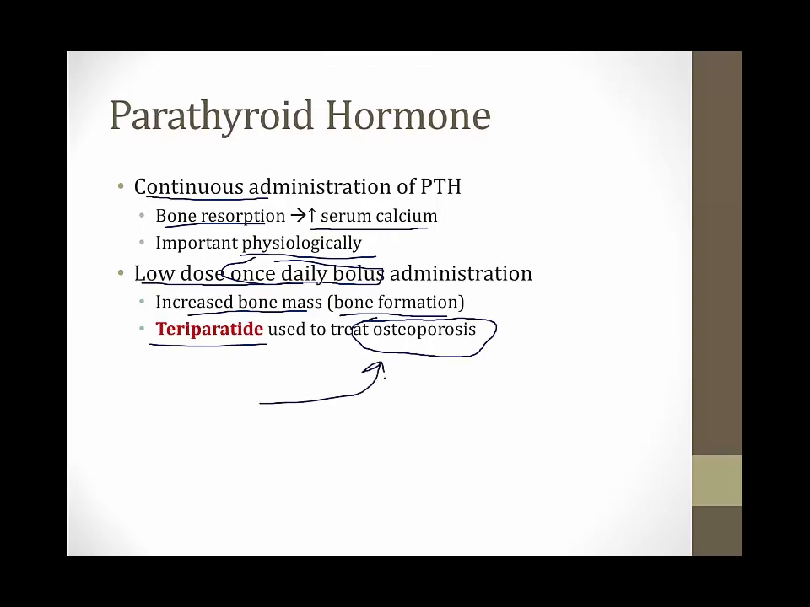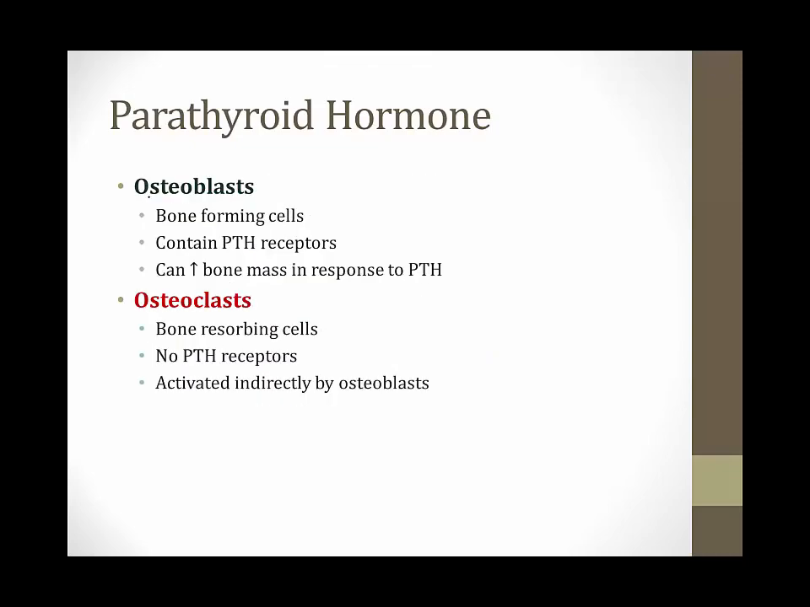To understand how parathyroid hormone works on bones, we need to review the types of cells found in bones. The first cell type are the osteoblasts. These are bone-forming cells, and they contain parathyroid hormone receptors, and they can increase bone mass in response to stimulation from parathyroid hormone. The other important cell type found in bones are the osteoclasts. These are bone-resorbing cells. They have no parathyroid hormone receptors, and they are activated indirectly by parathyroid hormone by way of the osteoblasts.